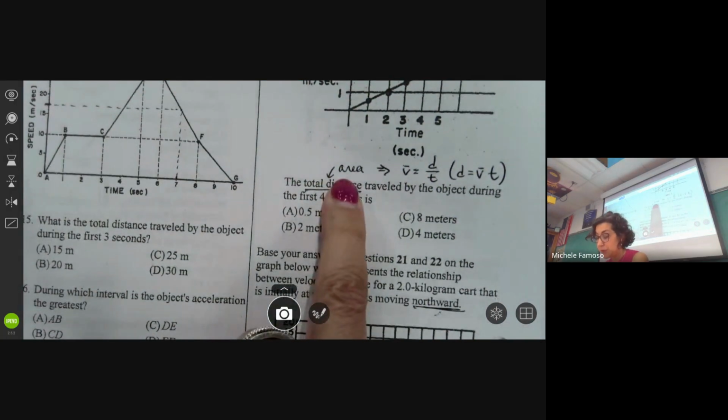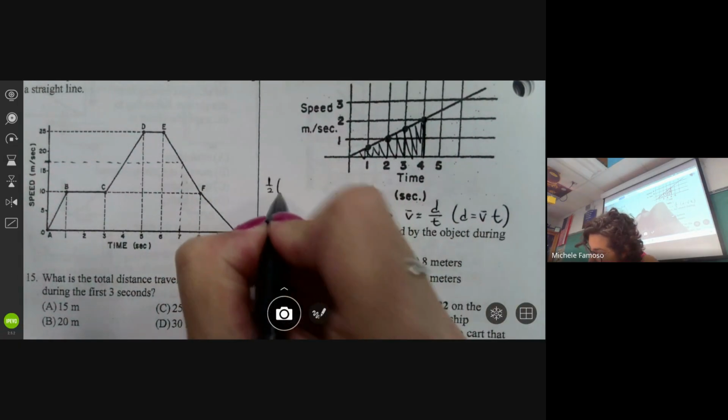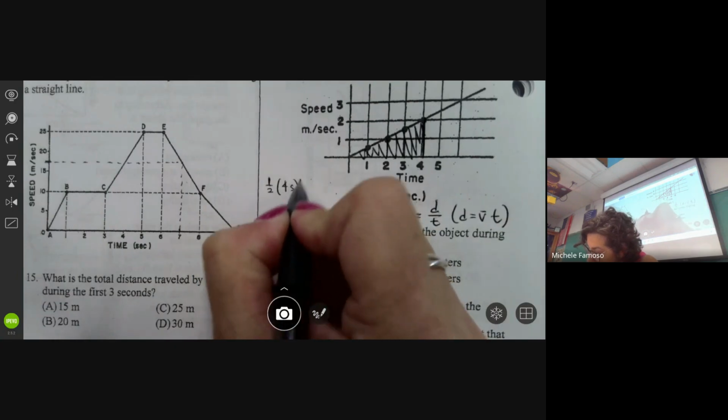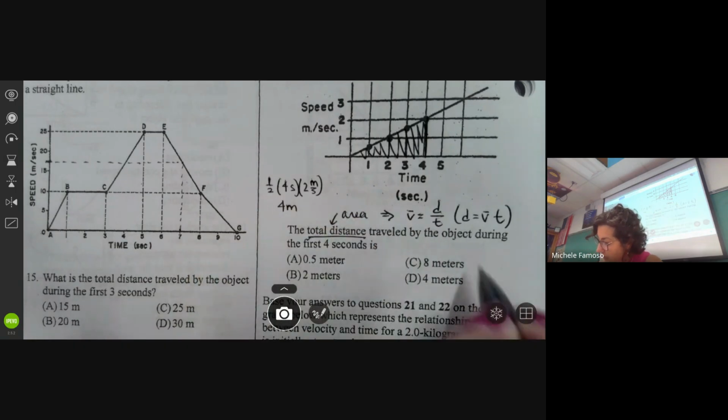I'm going to do it first with the area. In the first 4 seconds, that's the area I'm looking at, which is a triangle. So that would be 1/2 of 4 seconds times 2 meters per second, which gives me 4 meters. Choice D.